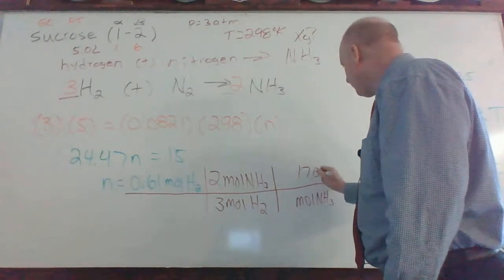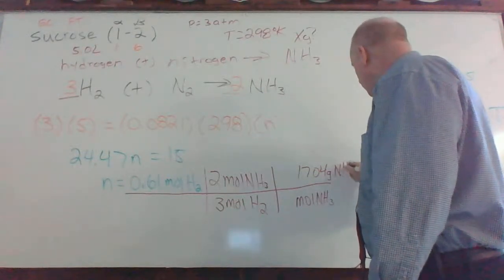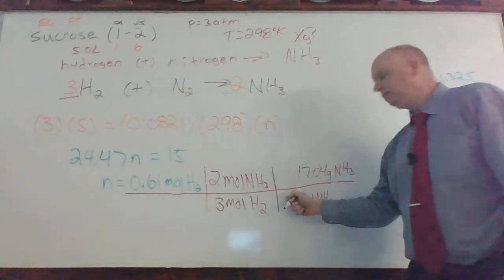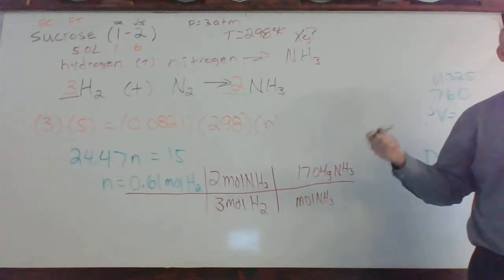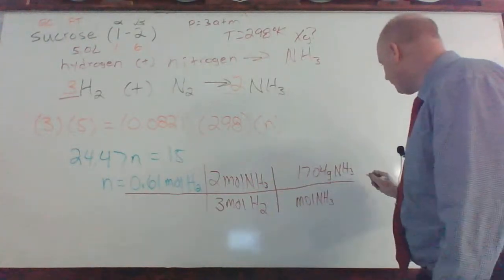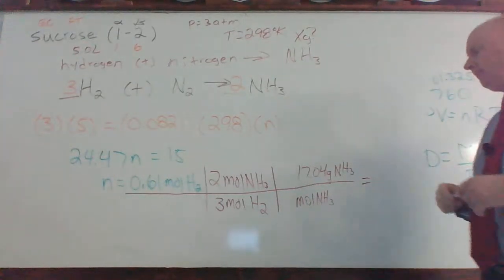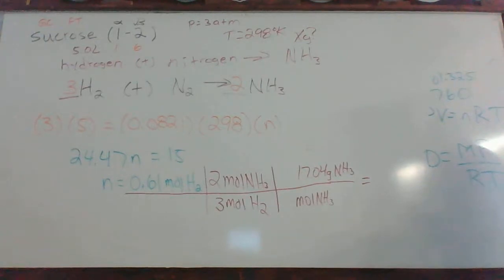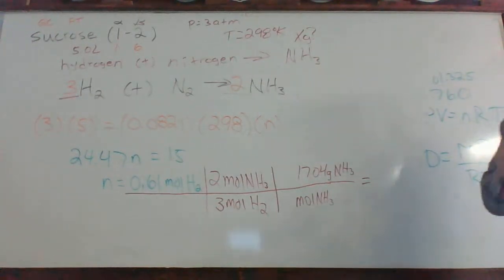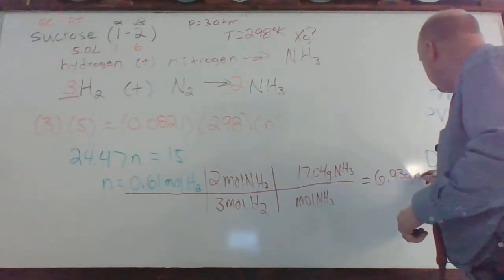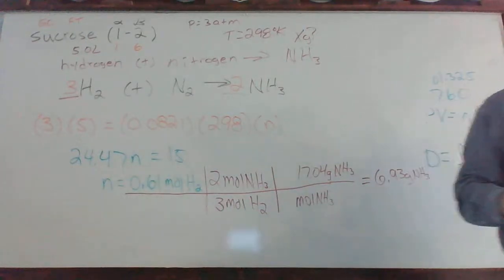Okay. Oh, we have moles here. We should probably put a 2 down here. No, we don't. Why not? Because it's not a mole to mole ratio. Okay. Six grams of NH3. Okay.